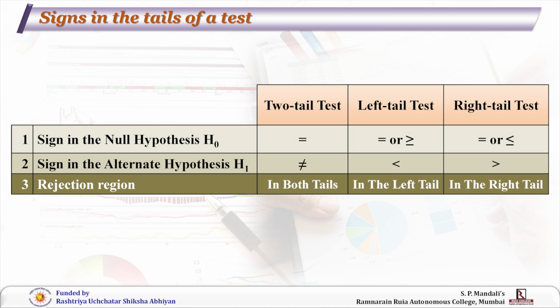The tail of the test depends upon the sign of the alternative hypothesis. That is, if there is a not equal to sign in the alternative hypothesis, we have a two-tailed test. If there is a less than sign in the alternative hypothesis, there is a left-tailed test, and if there is a greater than sign in the alternative hypothesis, it implies the test is a right-tailed test.